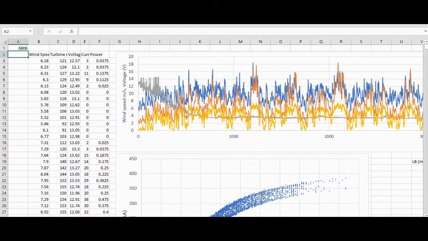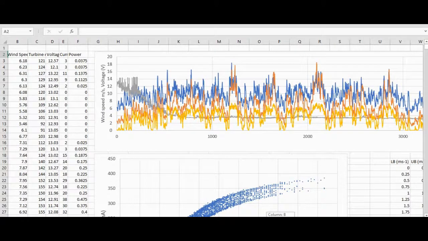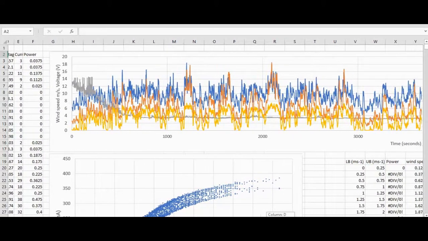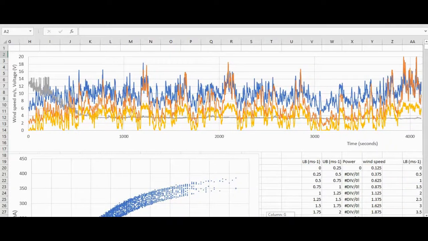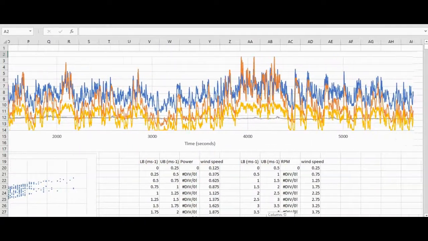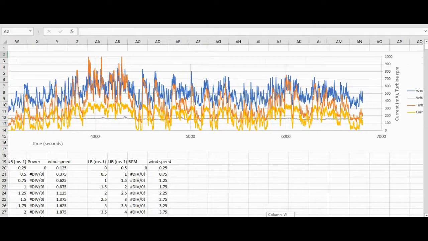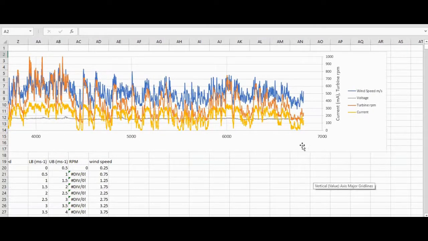Finally, let's have a look at some of the data that I recorded. This is actually at 1 second intervals, it's not averaged, and unfortunately the voltage readings seem to become disconnected. But we have wind speed in blue, the orange-red colour is the turbine RPM, and current is the yellow one.